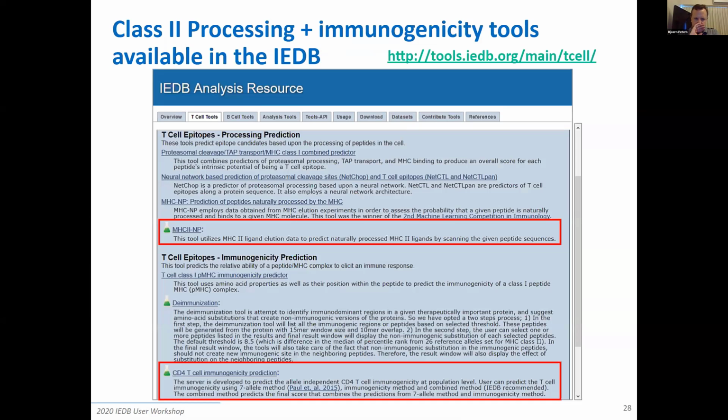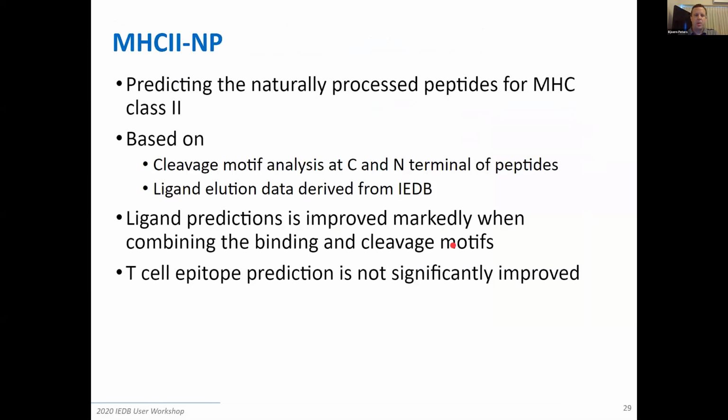So when you go to the T cell tools page at tools.iedb.org, T cell tools, you have MHC2NP down here, which is using MHC class 2 ligand elution data to predict naturally processed MHC2 ligands by scanning the given peptide sequence. So how is that working?